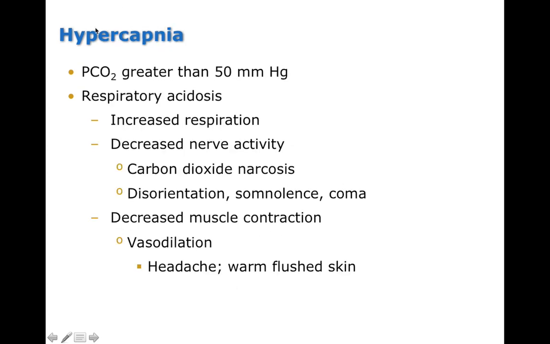Now with hypercapnia, we're saying this is a PCO2 level greater than 50 millimeters of mercury. And this is abnormal because typically venous blood has PCO2 levels of about 40 millimeters of mercury or so. And so this is going to be associated with things like respiratory acidosis.